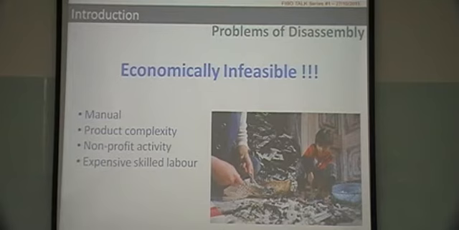And after that, what we need is expensive skilled labor. In Thailand, probably alright. In Asian countries, alright. But in Germany, for example, you pay something like $40 to $50 per hour for disassembling something, which you can probably sell back for $10.